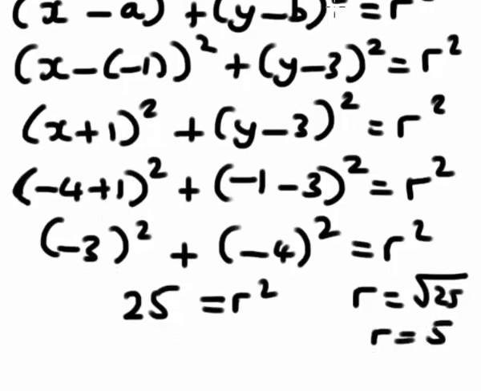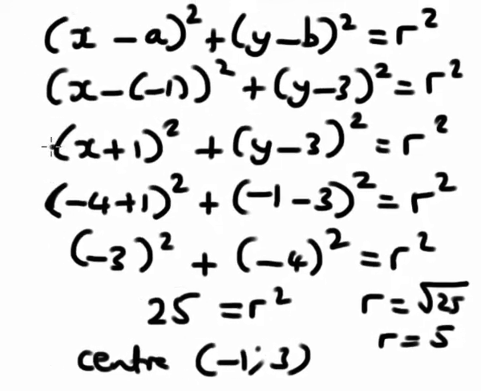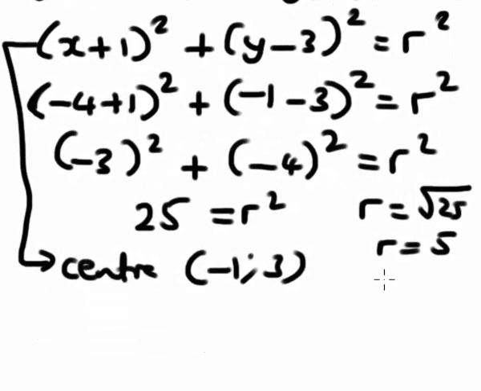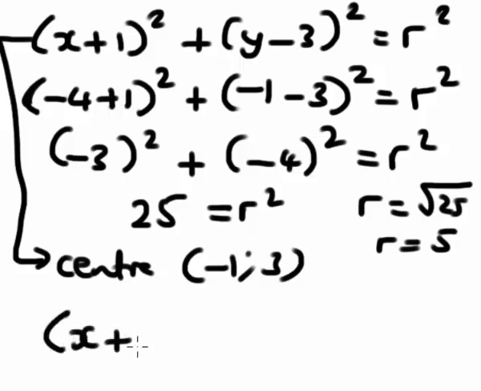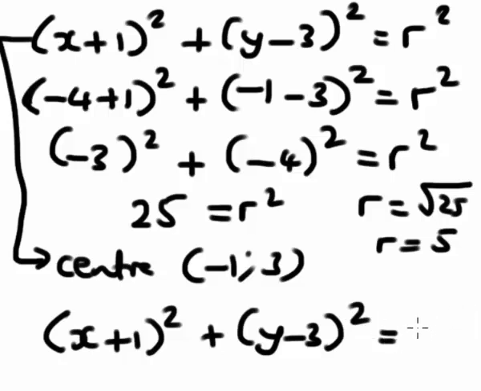But the center is -1 and 3. Look at this equation. Compare it to this thing. x plus 1, center is -1. -3 becomes 3. The radius is the square root of that thing. But what is the equation of the circle then? It's going to be x plus 1 squared plus y minus 3 squared is the radius squared, 25. And there you've got the equation of the circle with center -1 and 3.